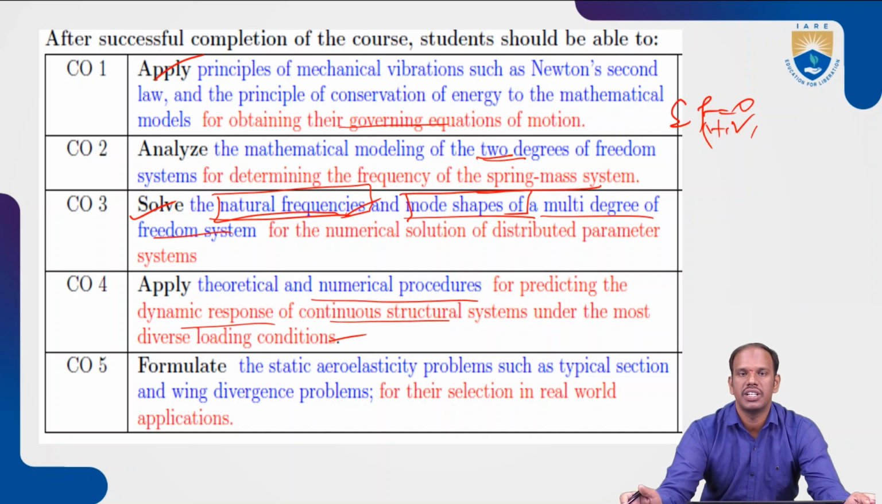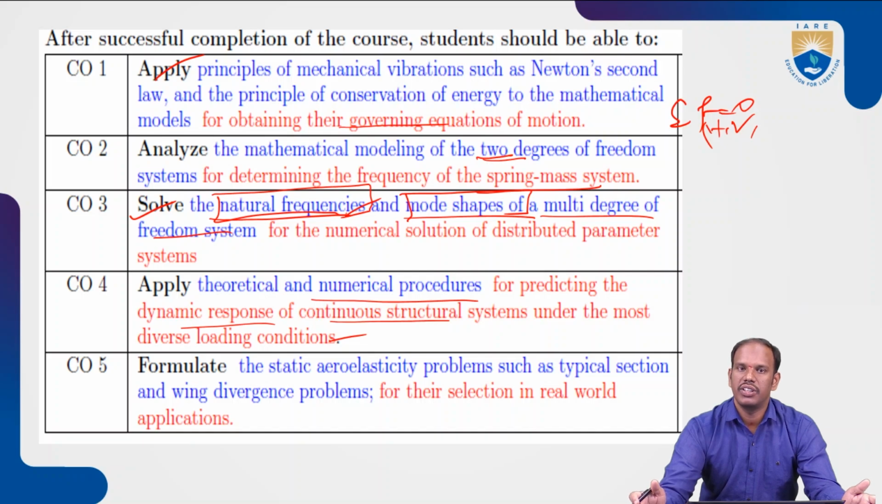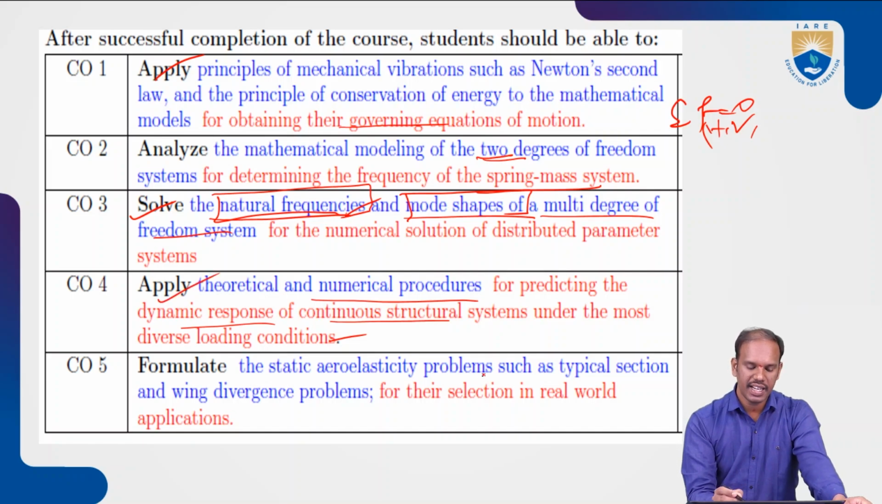Once there is a temperature change, it can behave in a different way, and again there will be time changes and pressure changes, and once there is a season change, a different response will come from the same material. So that will be called the theoretical numerical procedure for this dynamic response. Once we change the same thing into different weather conditions or pressure conditions, it will behave in different ways. So how to handle that we will also learn from the application point of view, and formulate the static aeroelasticity problems, such as typical sections like wing divergence and further sections in real applications.